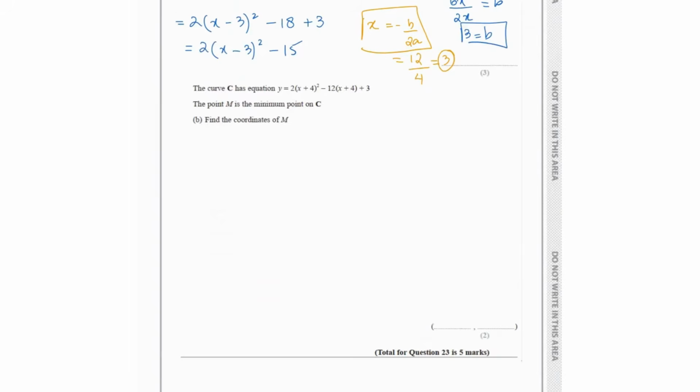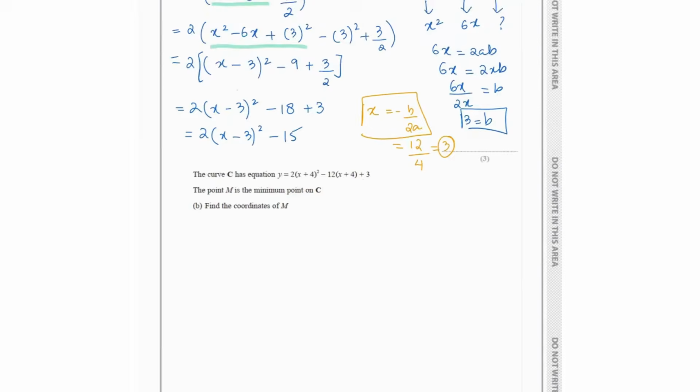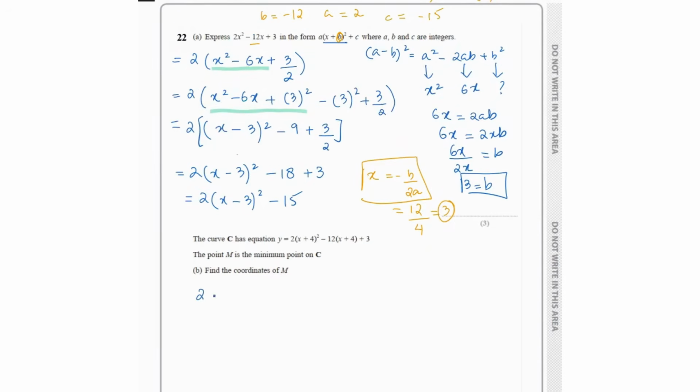Then curve C has equation y equals 2 times x plus 4 whole square minus 12 times x plus 4 plus 3. The point M is the minimum point on C. Find the coordinates of M. So if you compare this with the equation in part A, you will notice that they're basically the same. What has happened is that x is different. First it was x, now it's x plus 4. So they're saying point M is the minimum point on C. Find the coordinates of M.